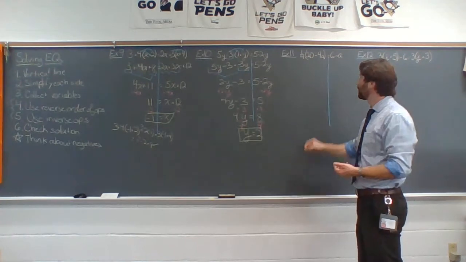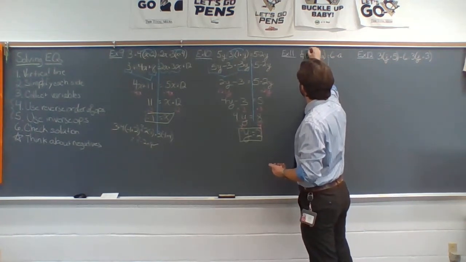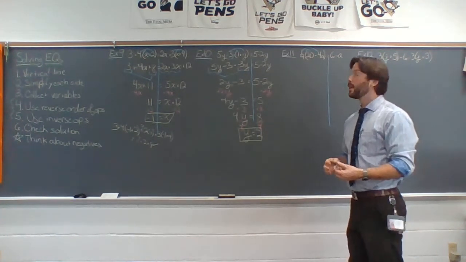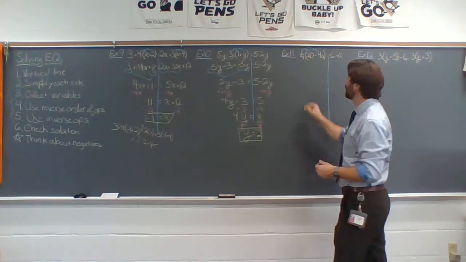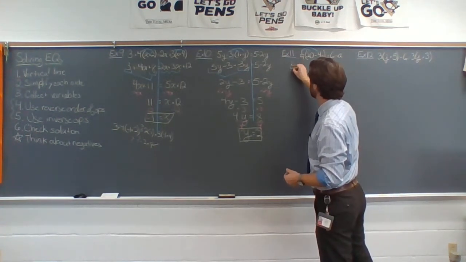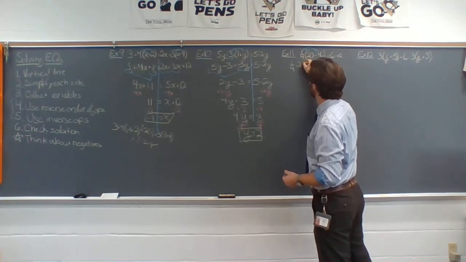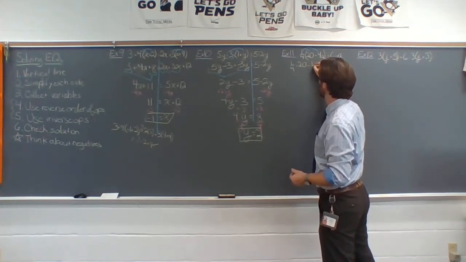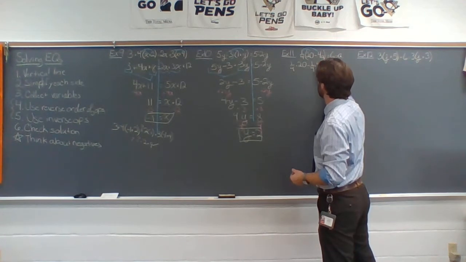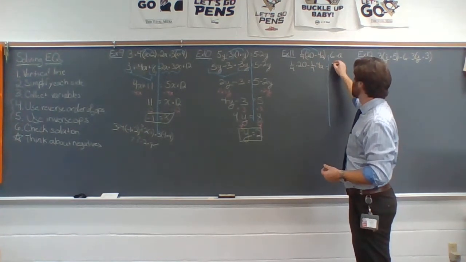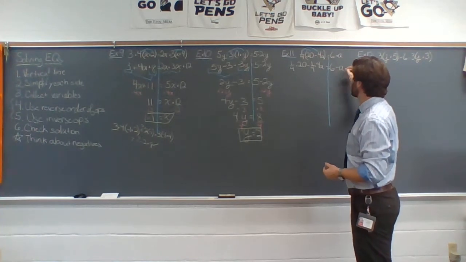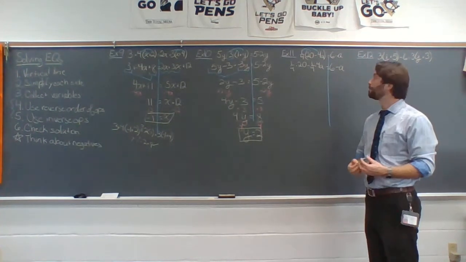Vertical line down the middle, distribute 1/4. Now, guys, if you need to do a little bit of scratch work to see what you're going to do, that's fine. Okay, we have 1/4 times 20 minus 1/4 times 4a. And that right side's about as simplified as it can get. So I'll just bring down the 6 minus a.